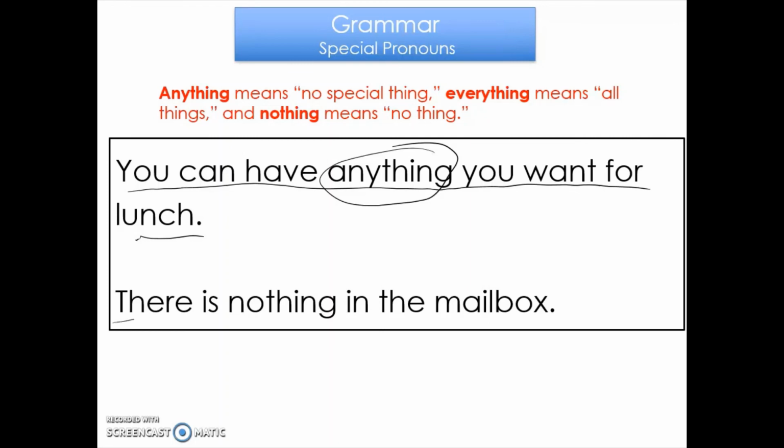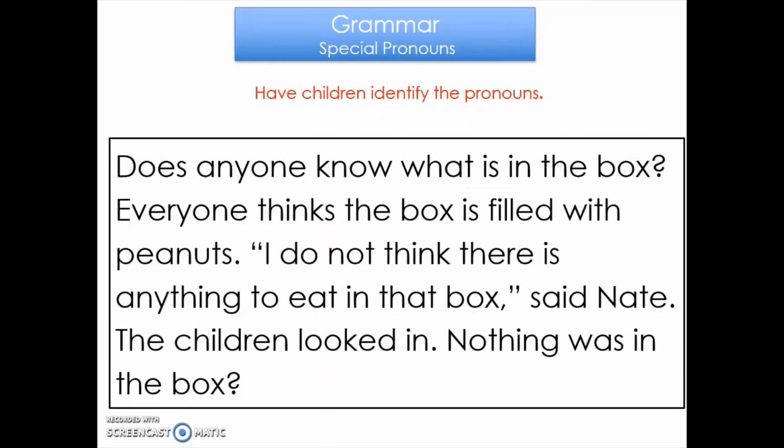Okay. "There is nothing in the mailbox." Nothing is the indefinite pronoun. There is no thing in the mailbox. We don't know what could have been there, but right now there is no thing. No, there's not a specific thing that we are talking about. It's indefinite. Okay, so let's look here and see if we can find the indefinite pronouns.